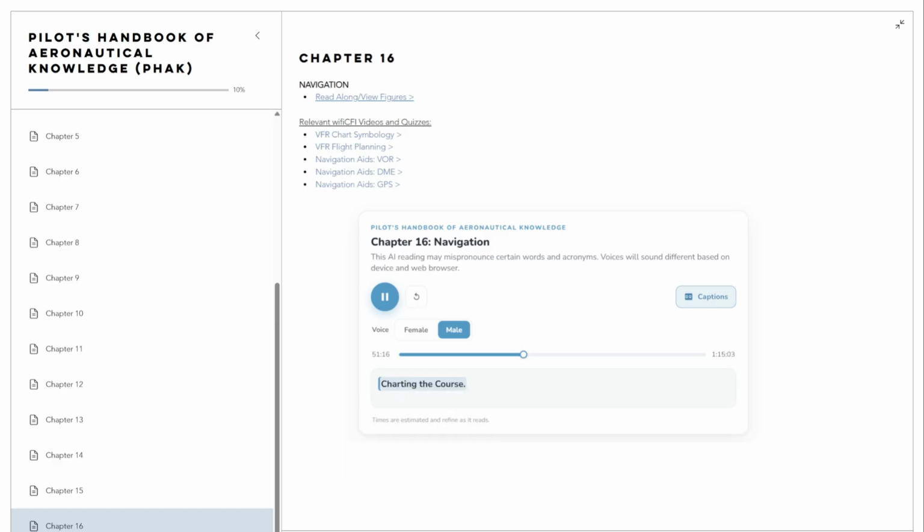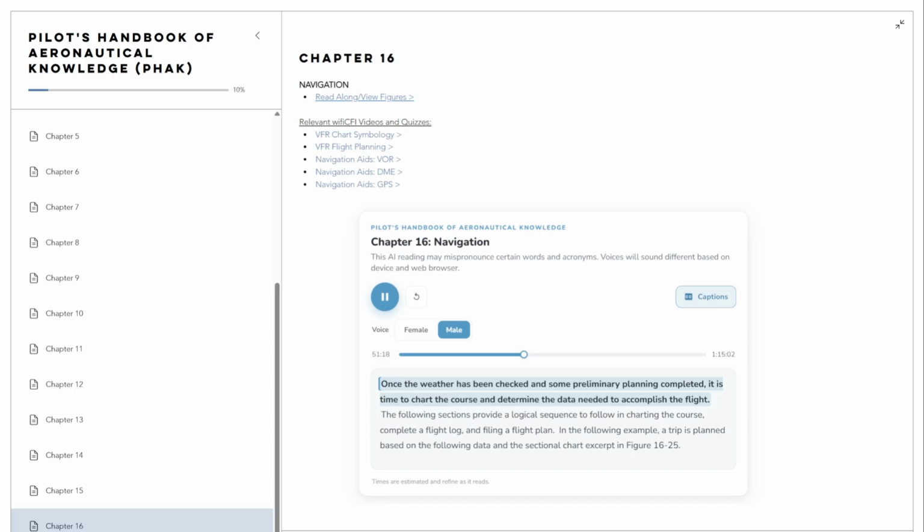Charting the course. Once the weather has been checked and some preliminary planning completed, it is time to chart the course and determine the data needed to accomplish the flight. The following sections provide a logical sequence to follow in charting the course, completing a flight log, and filing a flight plan. In the following example, a trip is planned based on the following data and the sectional chart excerpt in Figure 16-25.